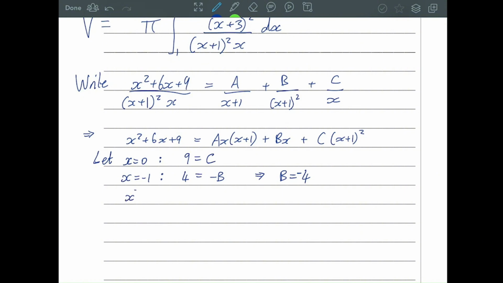And finally, we've run out of clever values, so I'm going to compare the x squared coefficients. On the left, I've got a 1. On the right, I've got an A plus C. B doesn't contribute at all. So therefore, A is negative 8. There's a couple of negatives there, which makes me a little unsure.